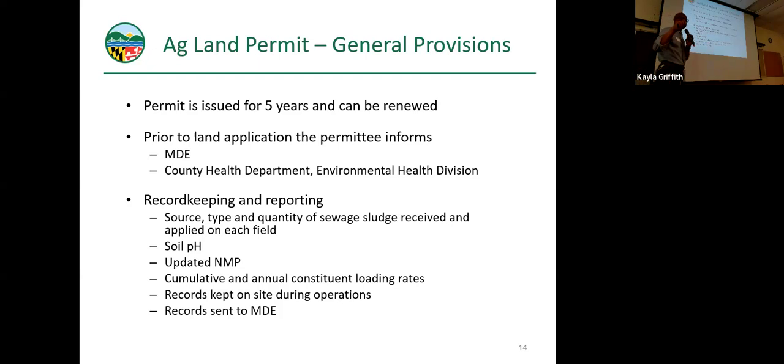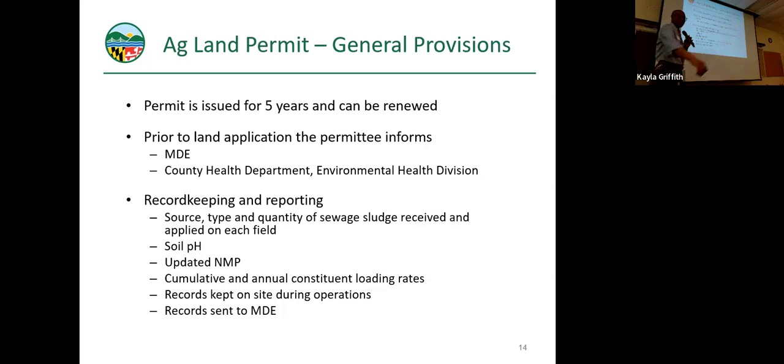Prior to land application, the permittee informs MDE, the county health department's environmental health division, and the soil conservation districts. Sometimes they also inform the MDA, where we send them the NMP, so they are also aware of it.